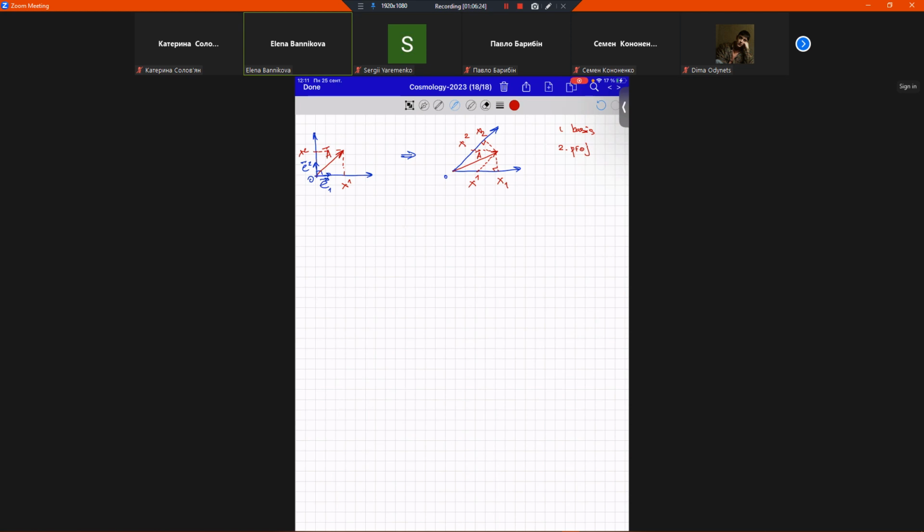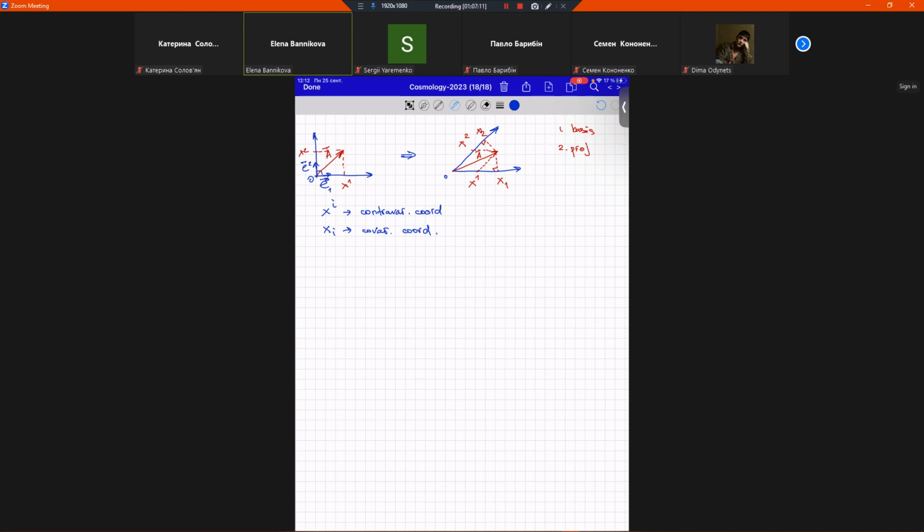And in this representation, we can use the same definition: if we have the set of coordinates with upper indexes x^i, these coordinates we call contravariant coordinates. And this one, covariant coordinates.